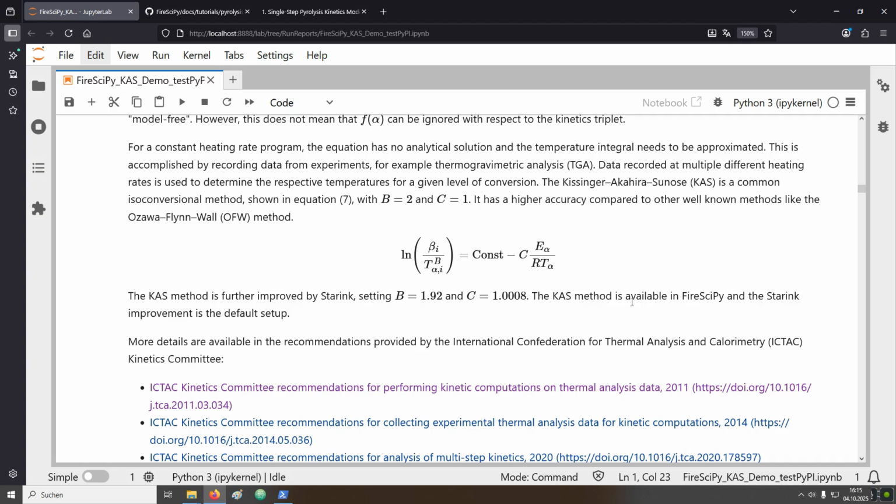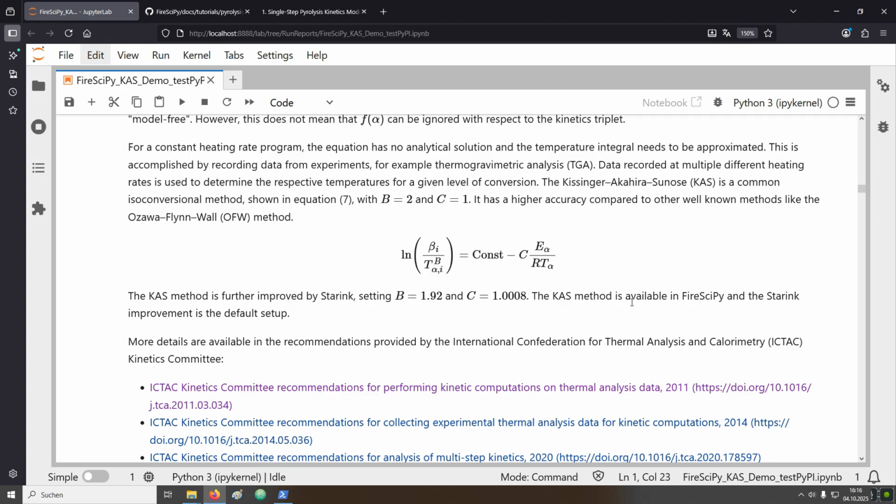Within this computation, it is at some point necessary to compute some temperature integral. However, this particular integral has no analytic solution. For that reason, it is approximated. Now, there exist many model-free methods. The difference between those is how well this particular temperature integral is approximated.